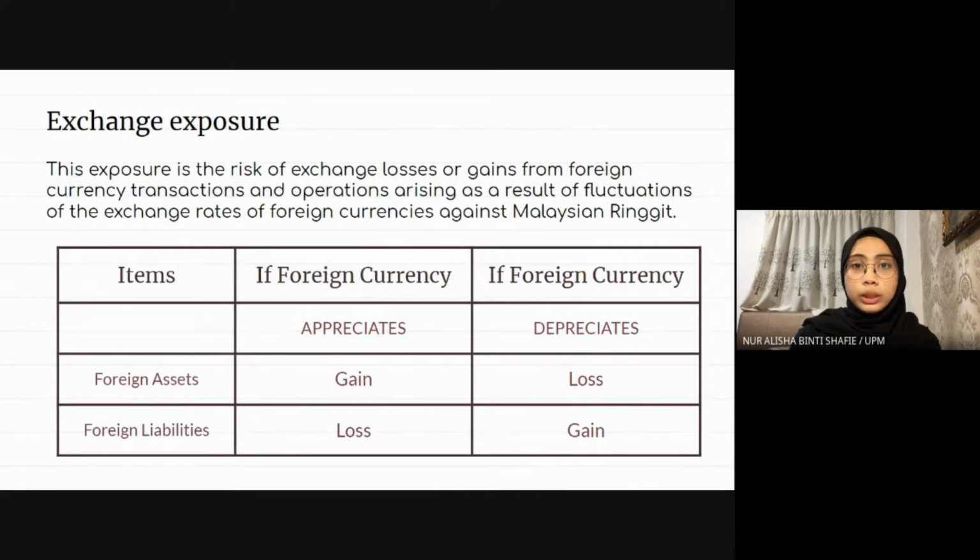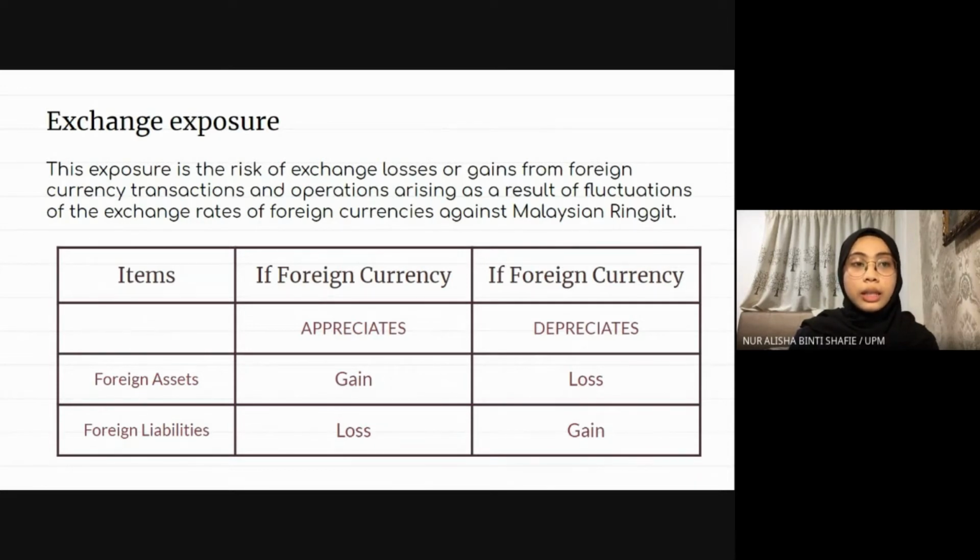Exchange exposure is important as Malaysian companies that enter into foreign transactions and operations are subject to it. This exposure is the risk of exchange losses or gains from foreign currency arising from fluctuating exchange rates against the Malaysian ringgit. From this table, we can see that if a Malaysian entity holds an asset denominated in foreign currency and it appreciates against the Malaysian ringgit, exchange gains will arise. While if the foreign currency depreciates against the Malaysian ringgit, exchange losses will arise.